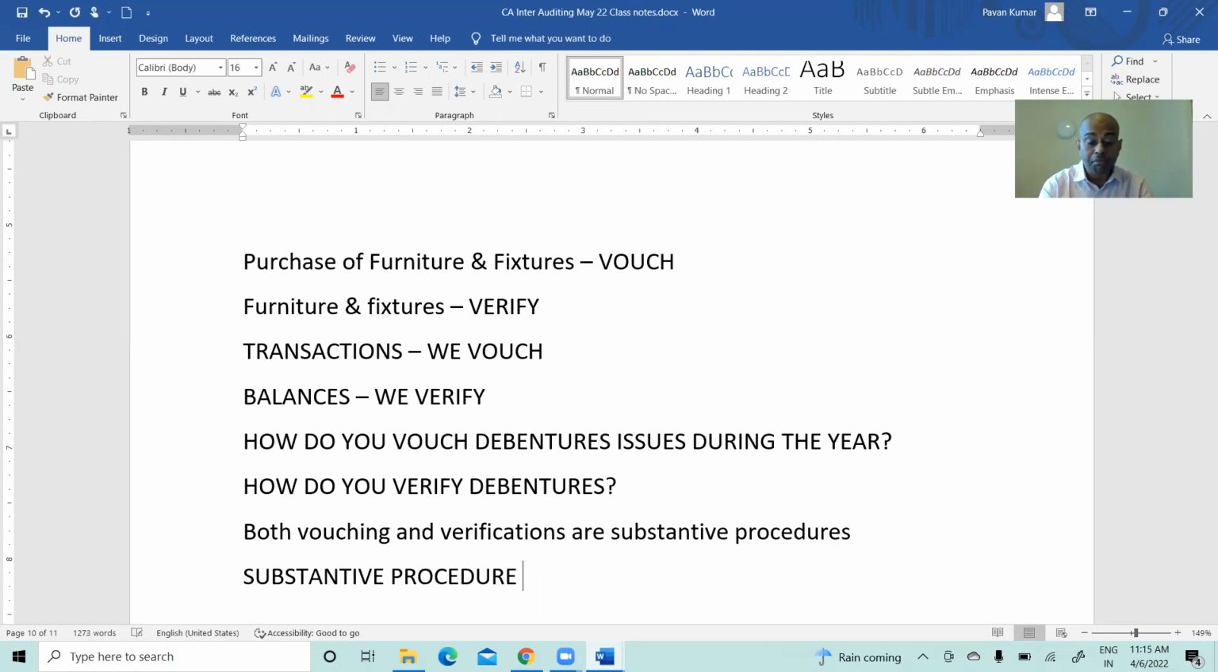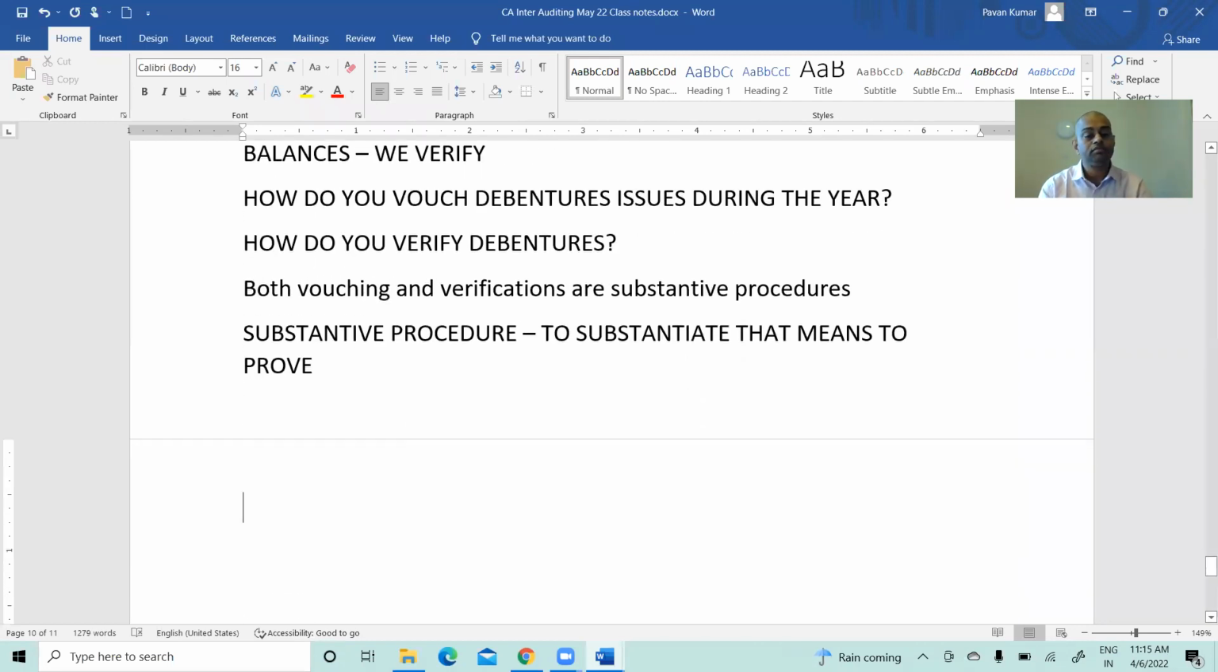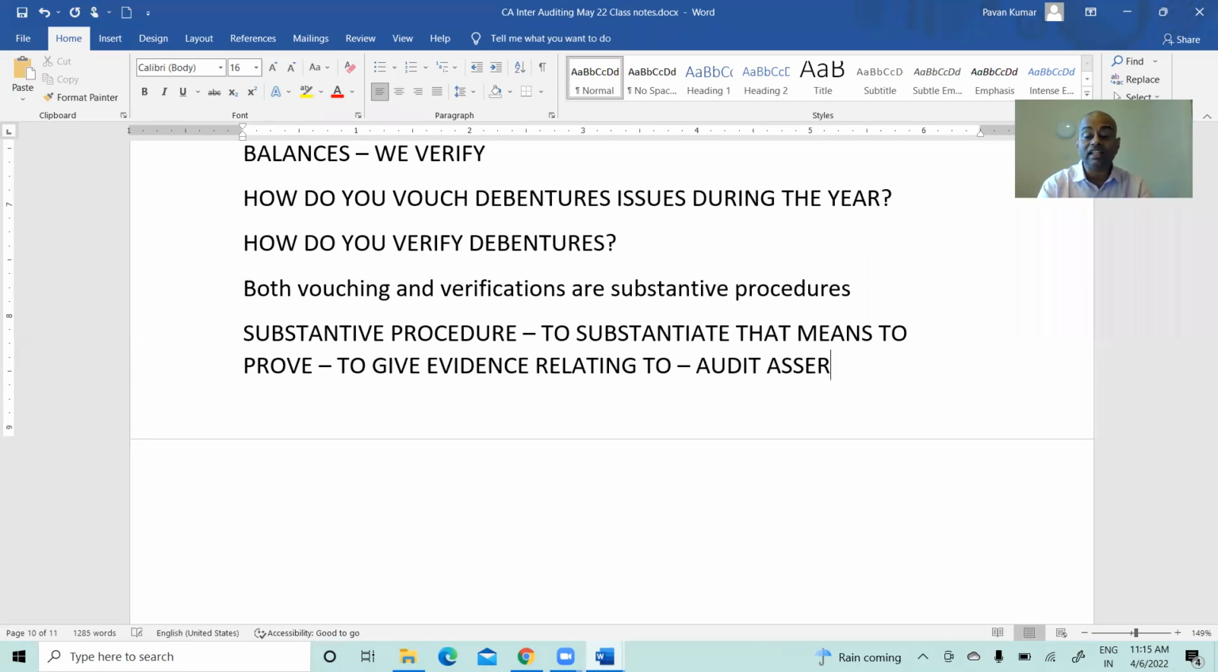Substantive procedure means to substantiate. That means to prove. To prove. That means to give the evidence of. To give the evidence relating to audit assertions.